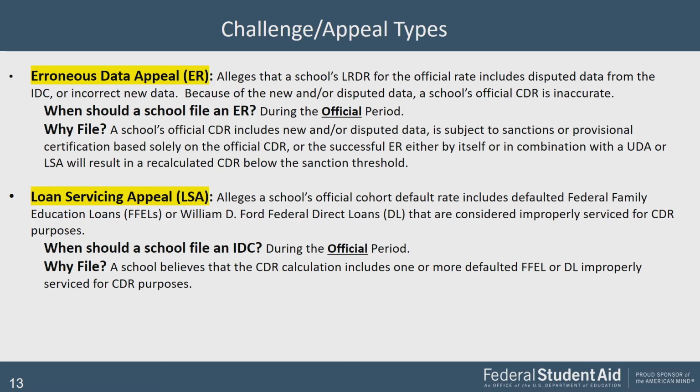The LSA, which is usually in many cases the larger file, usually has a lot more allegations that an institution may submit. It alleges that a school's cohort rate includes defaulted FFEL or direct loans that are considered improperly serviced for CDR purposes. It can also be submitted during the official cycle, and also indicates that the school believes that the CDR calculation includes one or more defaulted FFEL or direct loans which were improperly serviced for CDR purposes.